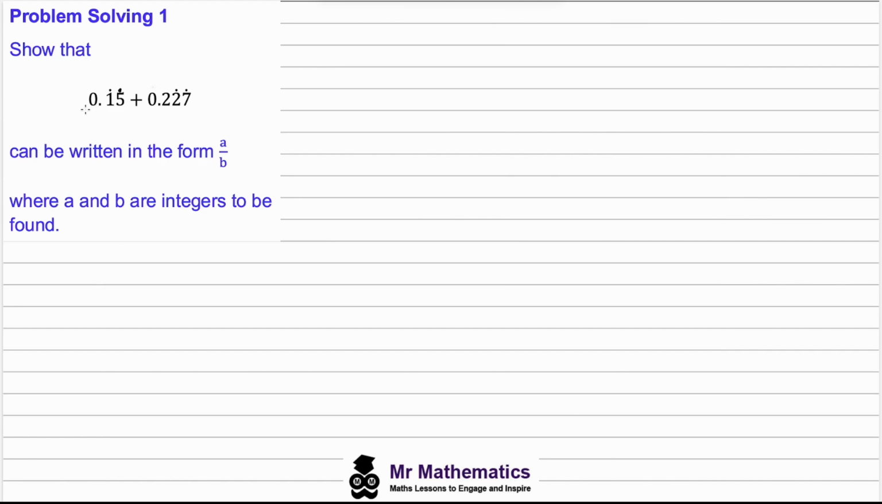So if we begin with the 0.15 recurring, if we let this equal x, because it recurs in the hundredths, we'll multiply it by 100, and we'll get 15.15 recurring. So 99x will equal 15. So x will equal 15 over 99.